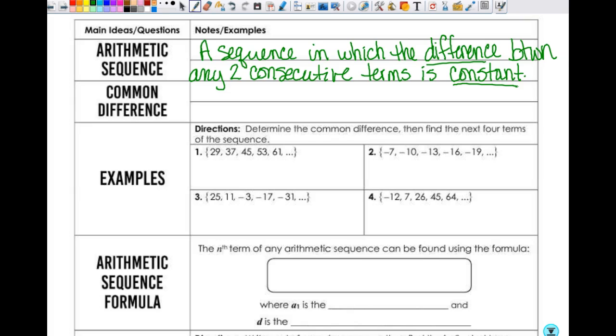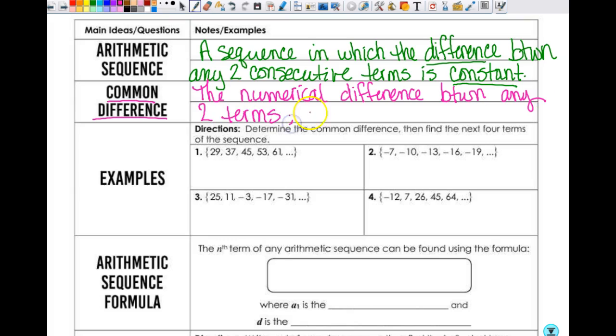Then we have what's called the common difference that goes with arithmetic sequences. And it is the numerical difference. Numerical meaning I'm getting an actual number. It's not some sort of expression or anything. Numerical difference between any two terms. And the variable is D. D for difference. And so when we're adding 5, adding 5, adding 5, that would mean the difference is 5, so D would equal 5 in that situation. It's that easy.